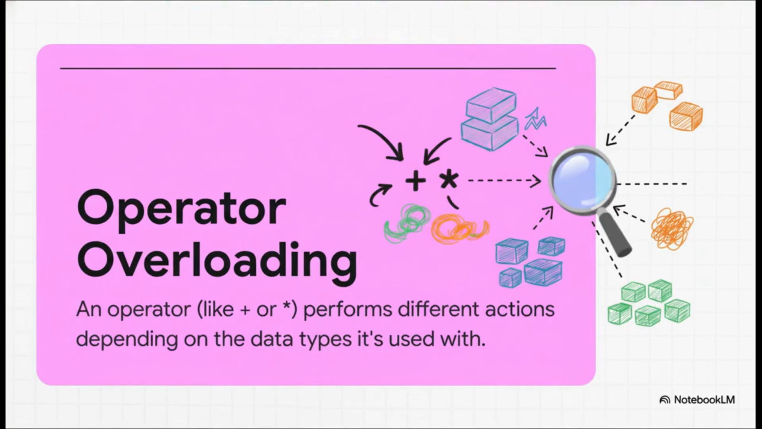The second concept is operator overloading. This sounds complicated, but it's just the fancy name for why the plus sign and the multiplication sign kept changing their minds about what to do. The plus sign knew to add numbers, but it also knew to join together strings and lists. The asterisk knew to multiply numbers, but to repeat strings. The operator's job completely depends on the context, on the data types you give it.